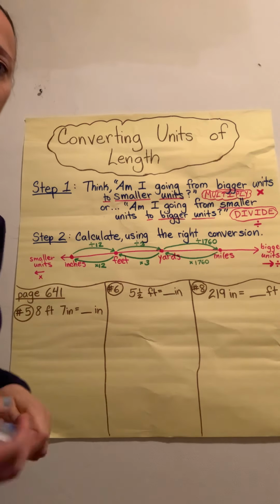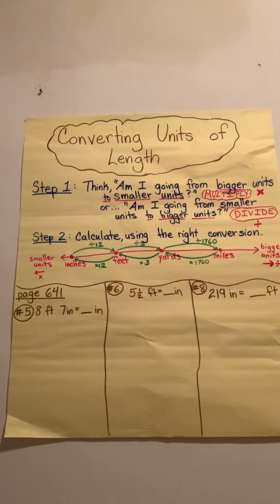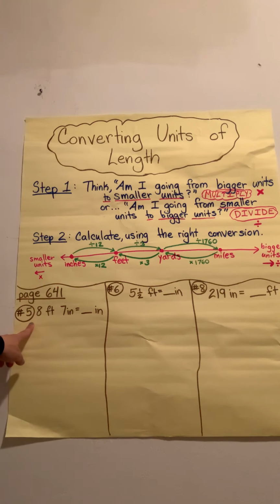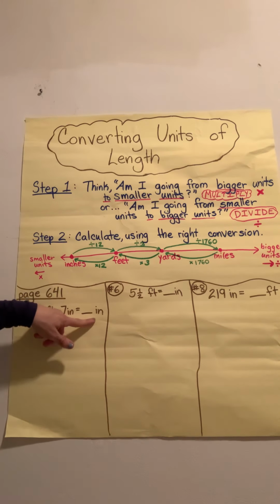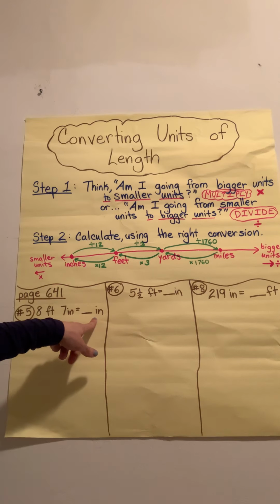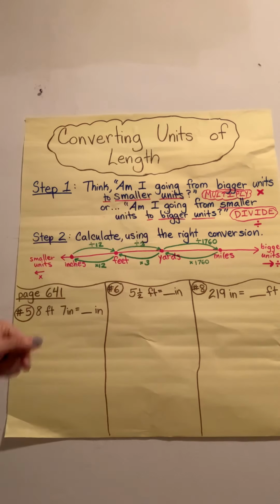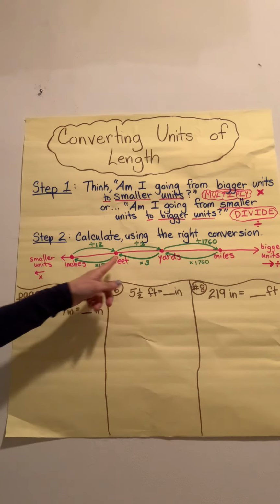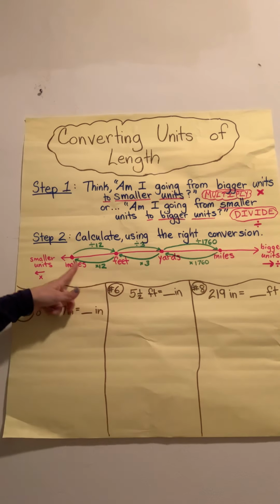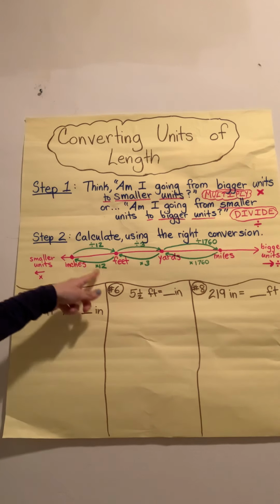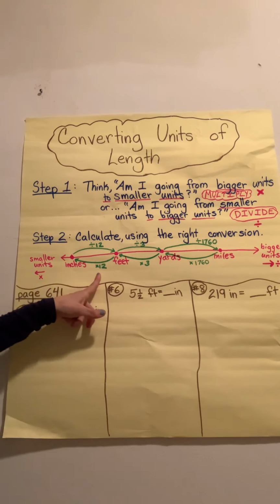Let's look at some of the trickier problems on page 641. The ones that don't come out evenly. Those are always the hardest, right? For example, number 5. Number 5 asks you to change the measurement 8 feet 7 inches to only inches. So first I want to think to myself, am I going from bigger to smaller or smaller to bigger? Feet is bigger than inches. So I want to go from feet to inches, a smaller unit. That means I need to multiply by 12.